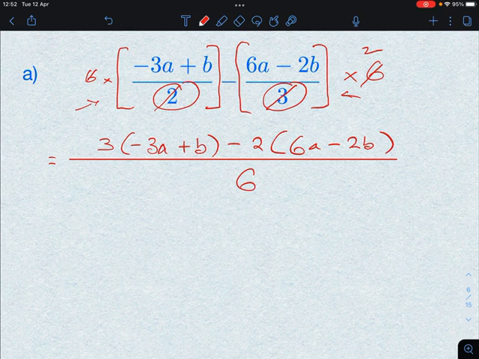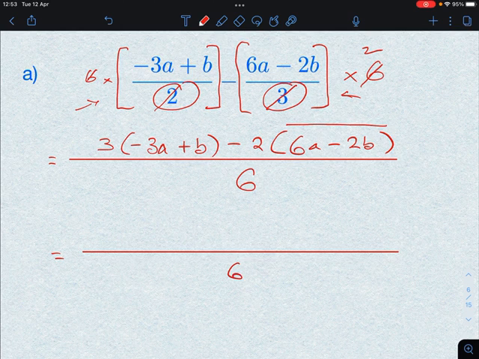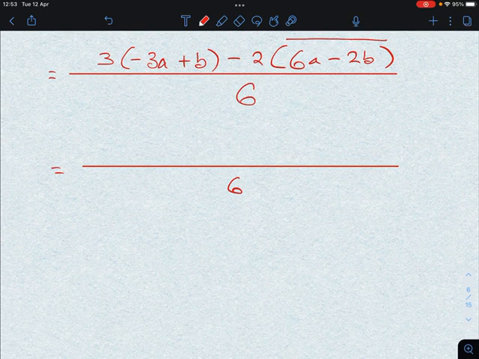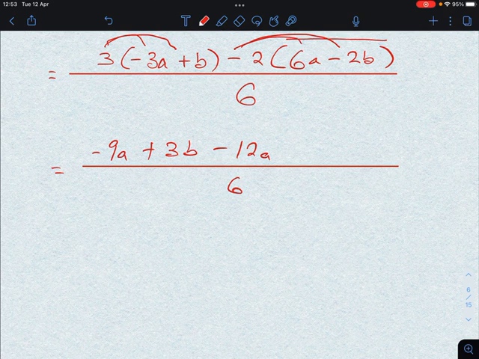So you realize that you must put a bracket. Without a bracket it means nothing. After that the denominator is still 6, and our job is to open up the bracket and expand. So positive 3 multiplied by negative 3a will give you negative 9a. Positive 3 multiplied by positive b will give you positive 3b. And negative 2 multiplied by positive 6a gives you negative 12a. Negative and negative 2b will give you positive 4b.